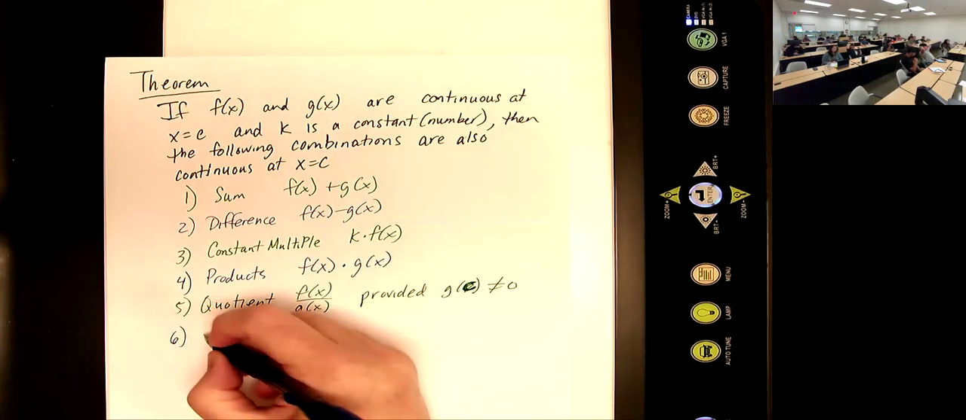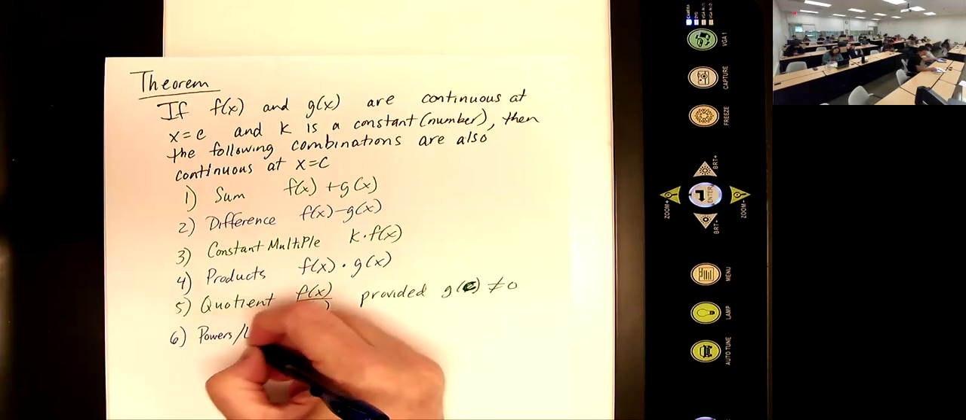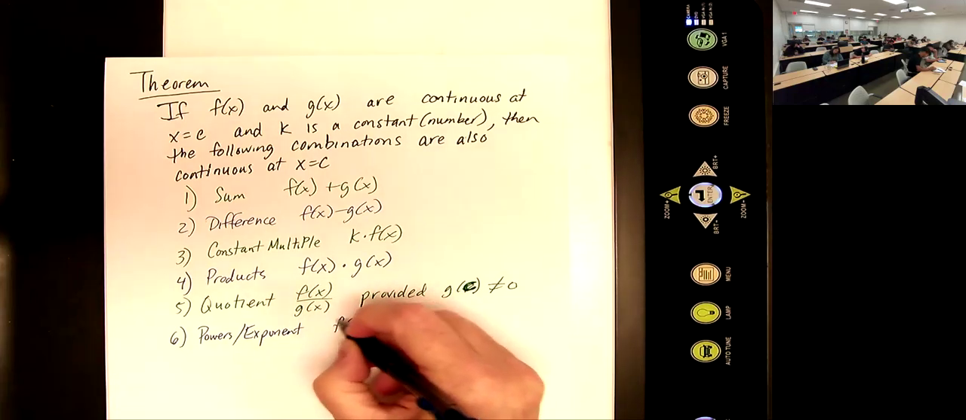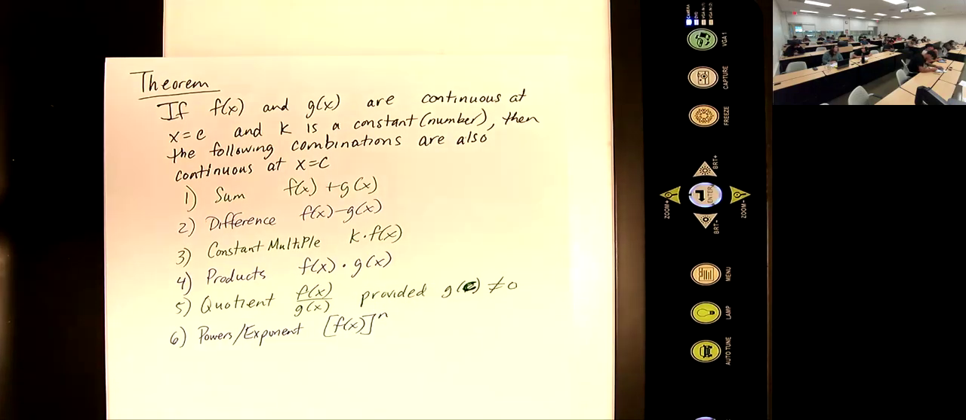Powers, or exponents: f of x to the n is continuous. Do we have to memorize? Ideally. Some of it's just, if it's continuous, your algebra applies. We're just listing the different algebra rules to remind you what's out there, but hopefully it'll be intuitive at that point.